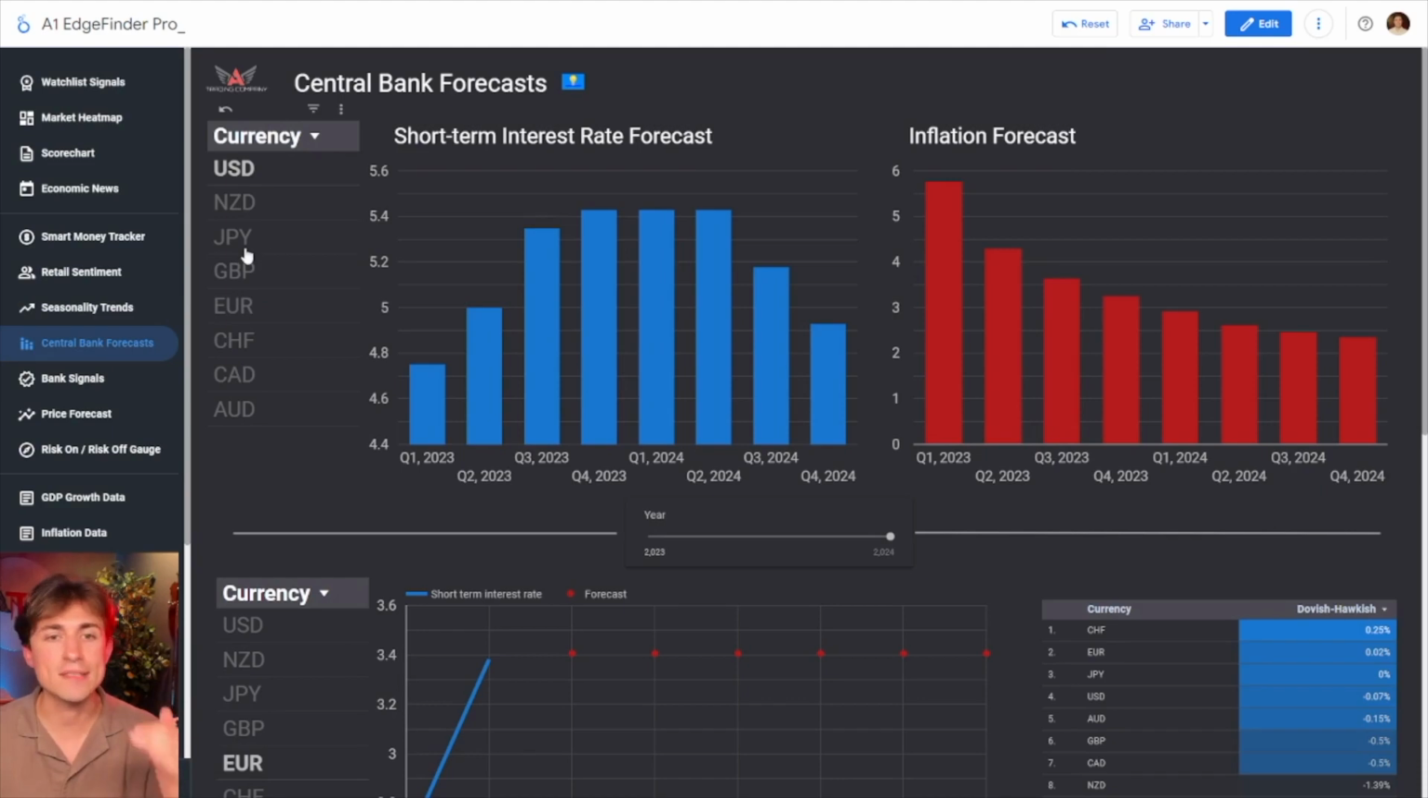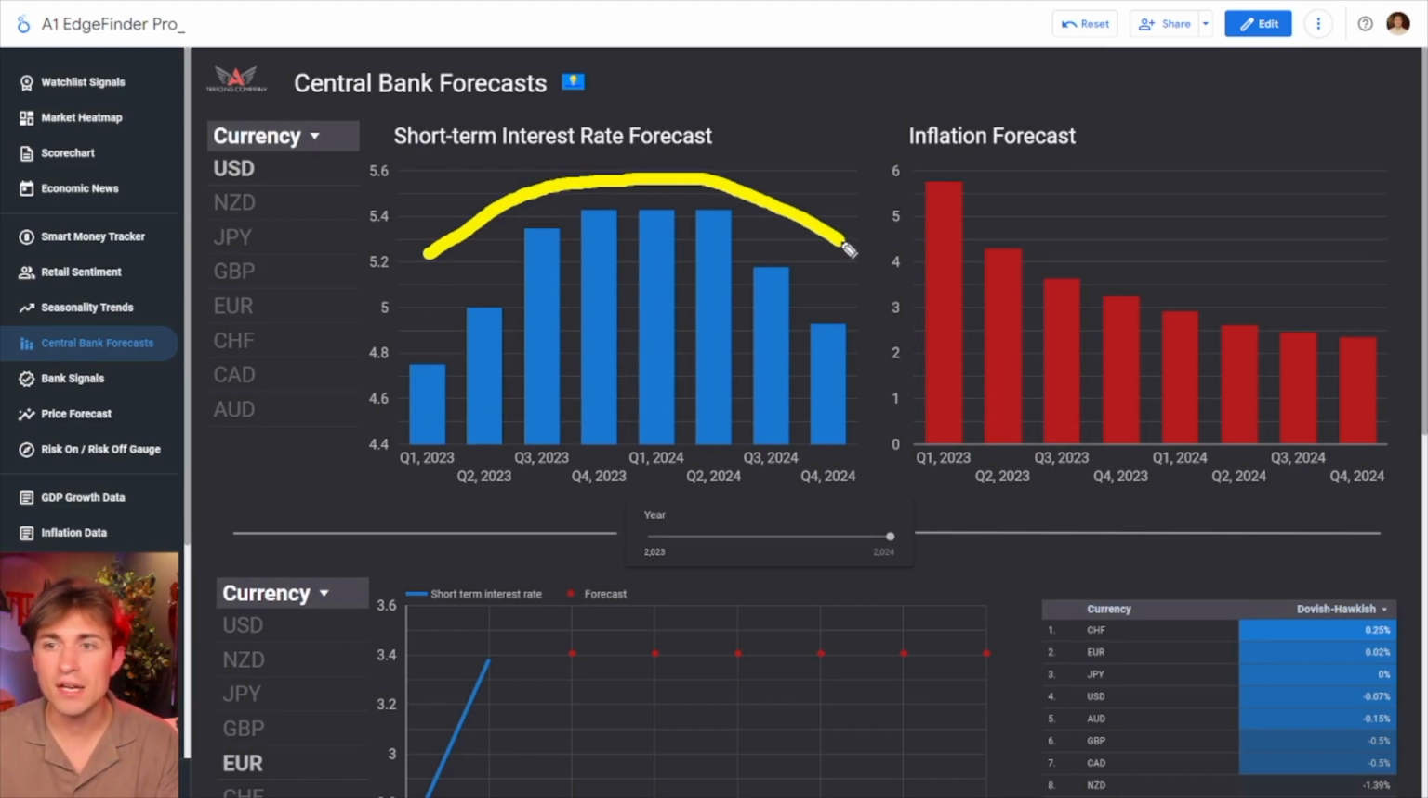If we take a look at the dollar, you can see that forecasts for the central bank in the US, the Federal Reserve, are expected to start rate cutting in the back half of 2024. Now, I know that's forward looking, but the markets are forward looking, and whether you're a swing trader or even a day trader, it's important to know these concepts.